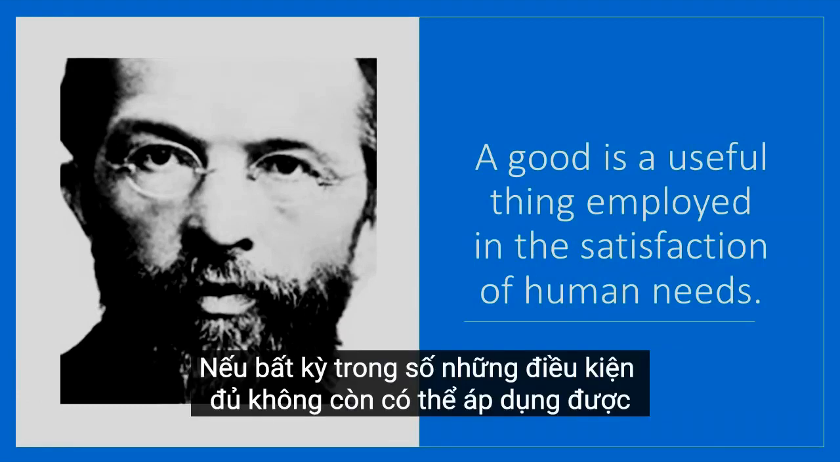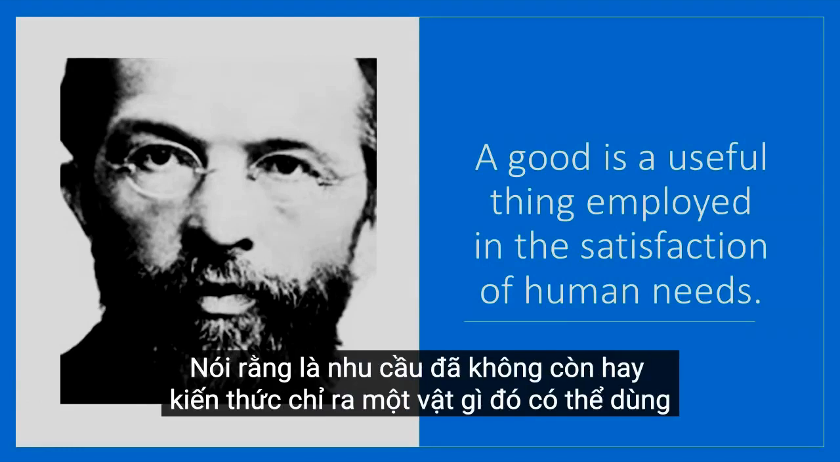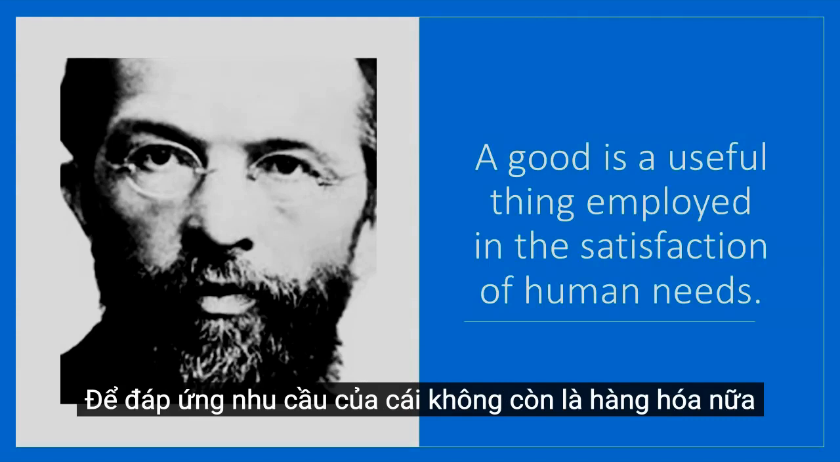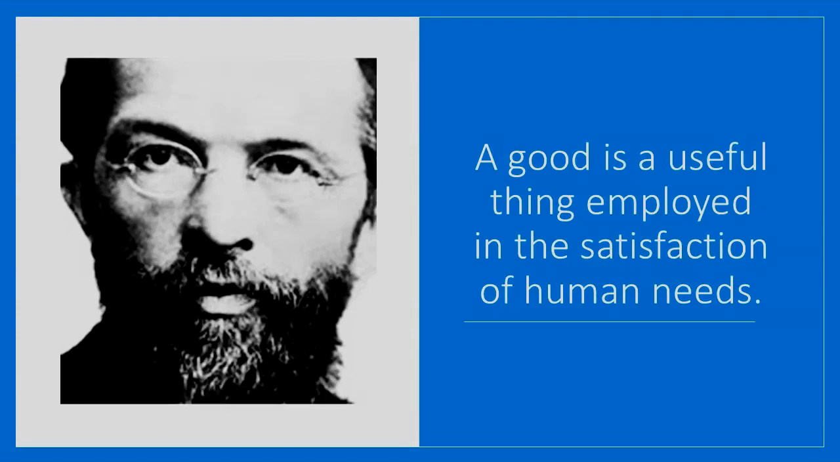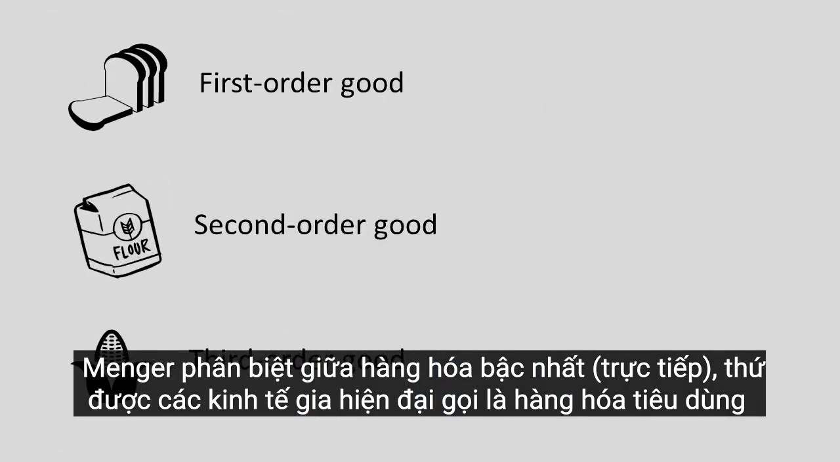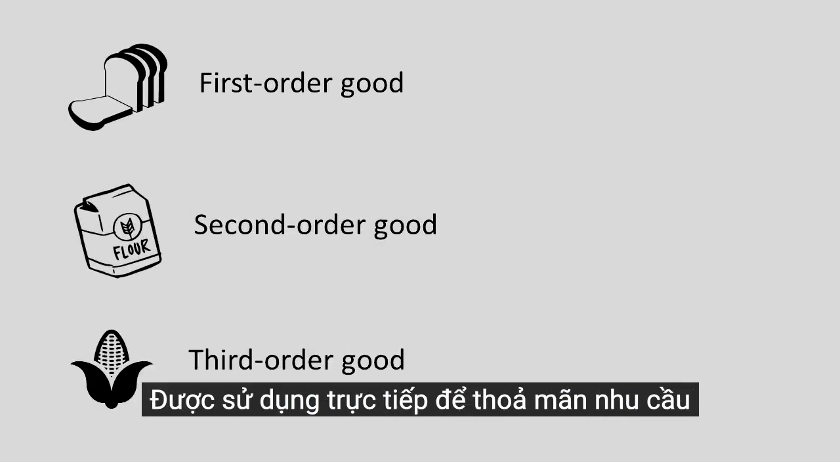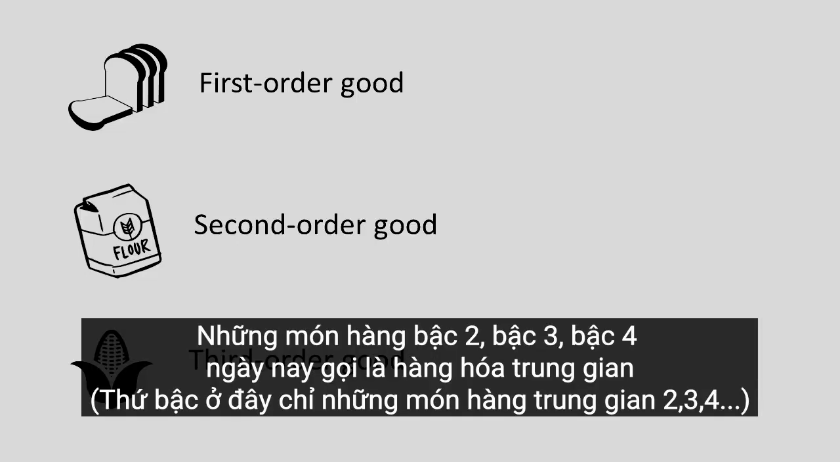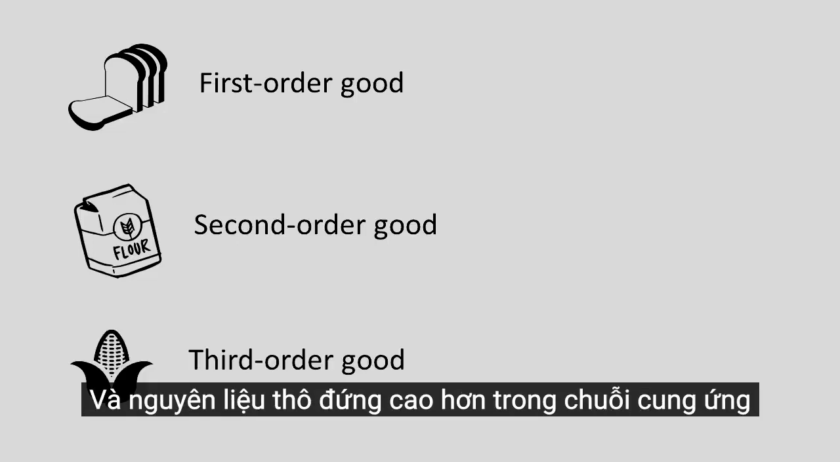If any of the sufficient conditions no longer apply, say the need is gone or the knowledge that the thing can be used to fulfill that need, the thing ceases to be a good. Menger distinguishes between first-order goods, what modern economists call consumer goods, which are employed directly in the satisfaction of needs, and second-order, third-order, fourth-order goods, today called intermediary goods and raw materials, which are higher up the supply chain.